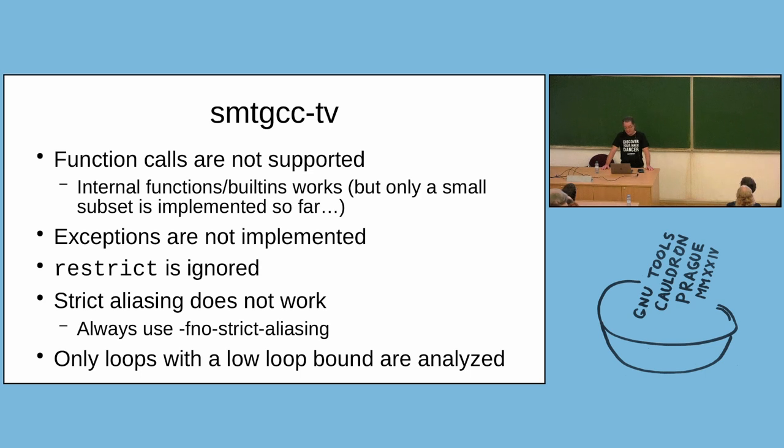There are things that I have not implemented. One thing is, for example, function calls. I just skip functions having them. But small functions get inlined by GCC, so I often check later passes of GCC, even if the first passes are skipped. Exceptions are not implemented and probably never will be, because it's really horrible control flow. Restrict is currently ignored. Strict aliasing does not work, so you should use -fno-strict-aliasing when using the tool. And as I said before, only loops with rather low loop bounds are analyzed.